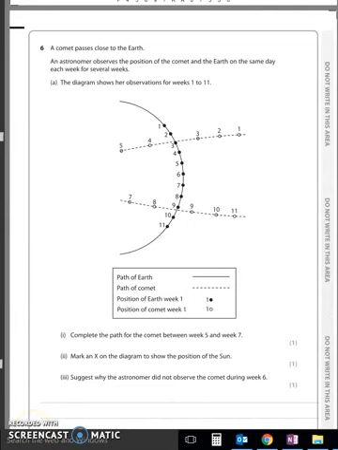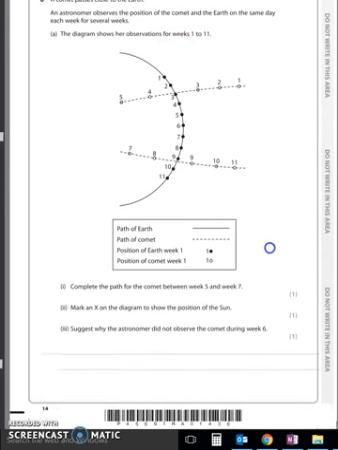June 2016, question number 6 on paper 1. A comet passes close to the Earth. An astronomer observes the position of the comet and the Earth on the same day each week for several weeks. The diagram shows her observations for weeks 1 to 11.